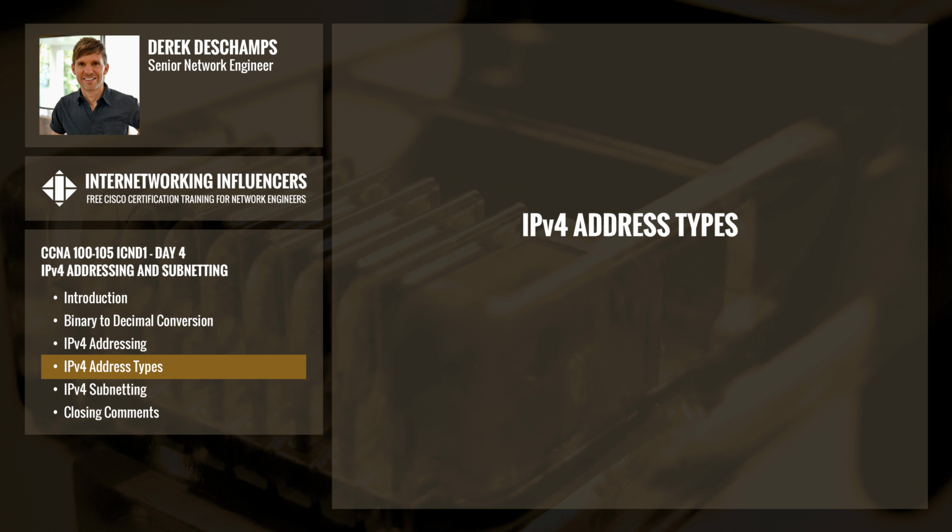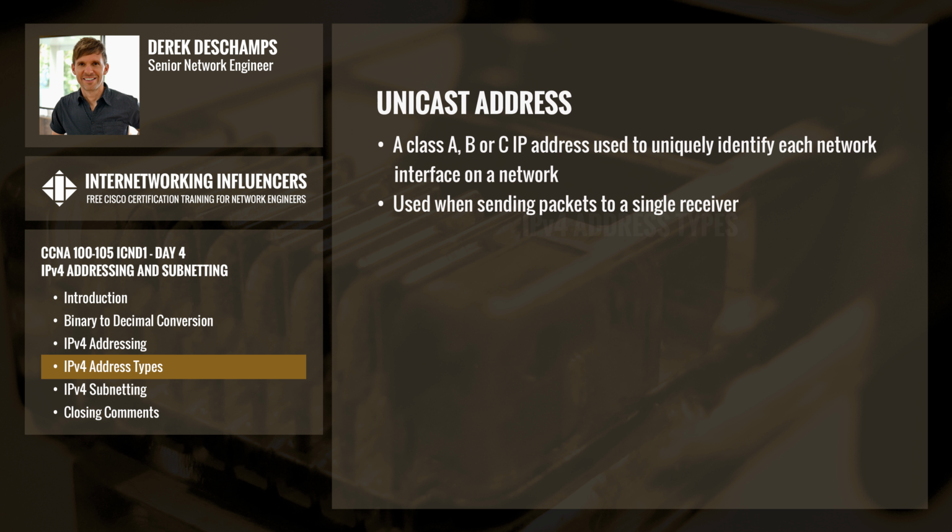There are a few types of IPv4 addresses that you need to be familiar with for the exam. The first type of IPv4 address is a unicast IP address. A unicast IP address is a Class A, B, or C IP address used to uniquely identify each network interface on a network. A unicast IP address is used when sending packets to a single receiver.